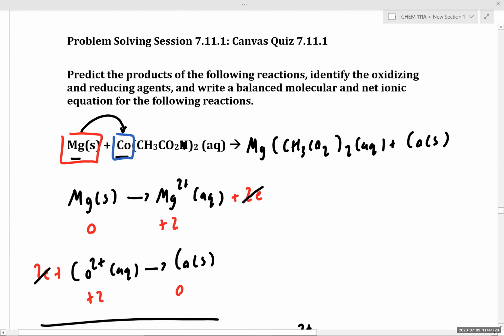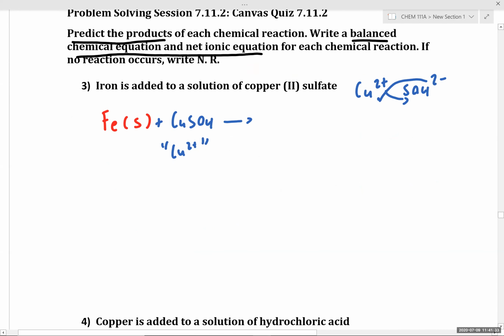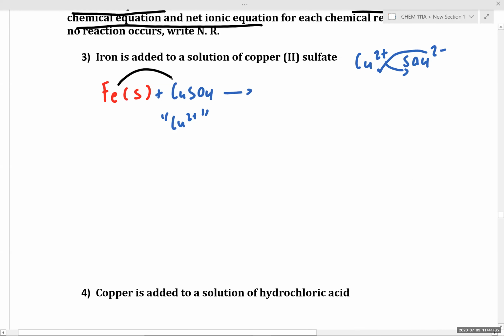So then, let's predict the identity of our products. Iron will displace copper. So we have Fe2+, Cu2+. We cross, Fe2+ and sulfate, which is SO4 2-. We cross our charges, and that gives us FeSO4, iron sulfate, which is aqueous. And as a byproduct, we get copper solid.